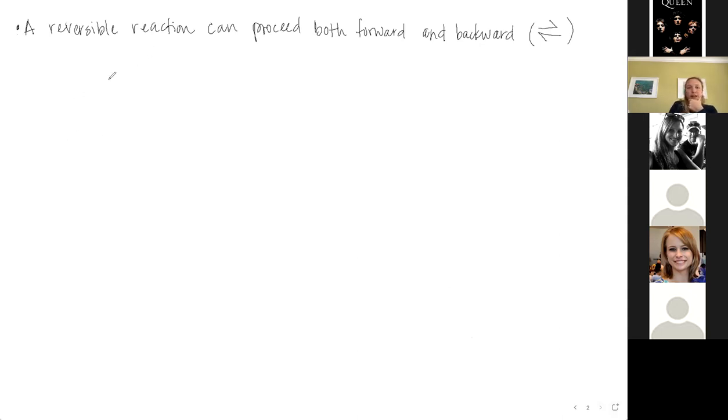So for instance, a moles of a compound A plus b moles of a compound B can go in either direction, forward or backward, to form c moles of compound C plus d moles of compound D. These are just generic compounds.